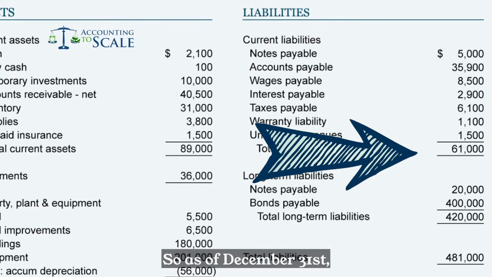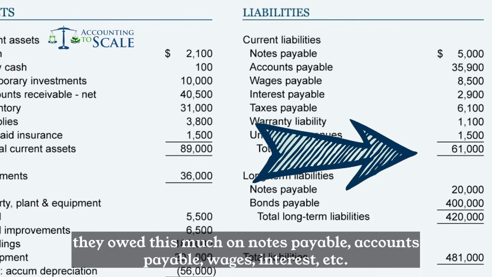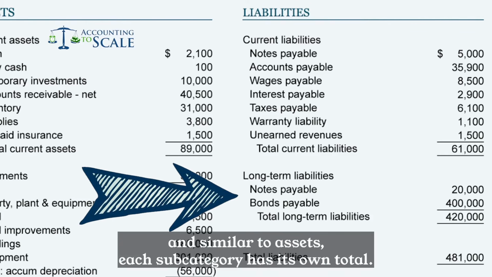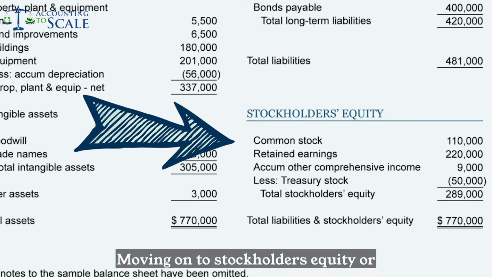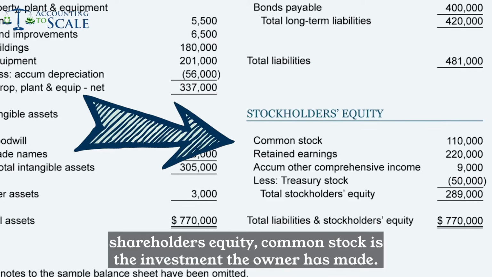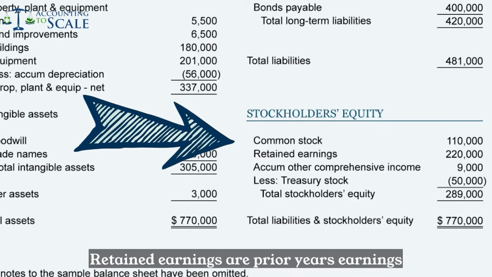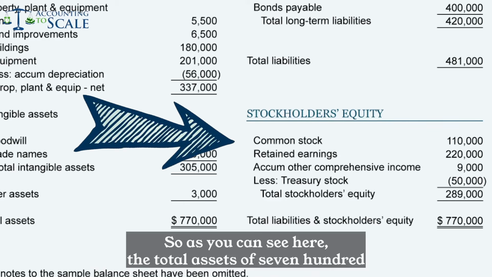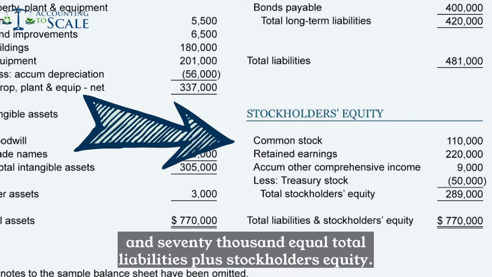Looking over at the current liabilities next, these are liabilities that can be paid within 1 year. So as of December 31st, they owed this much on notes payable, accounts payable, wages, interest, etc. They also have some long-term liabilities, and similar to assets, each subcategory has its own total. Moving on to stockholders' equity or shareholders' equity, common stock is the investment the owner has made. Retained earnings are prior year's earnings that have stayed within the company and not been distributed yet. So as you can see here, the total assets of $770,000 equal total liabilities plus stockholders' equity.